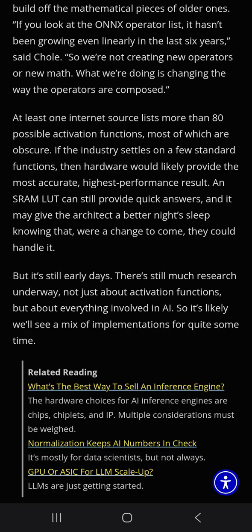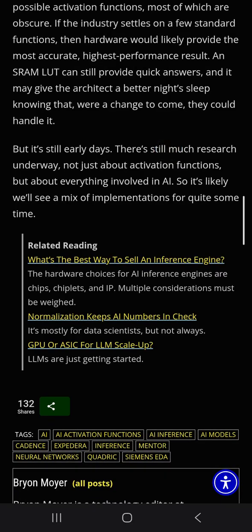An SRAM LUT can still provide quick answers, and it may give the architect a better night's sleep knowing that, were a change to come, they could handle it. But it's still early days. There is still much research underway, not just about the activation functions, but about everything involved in AI. So it's likely we'll see a mix of implementations for quite some time.